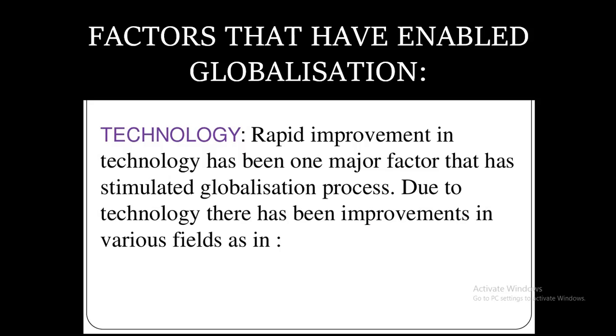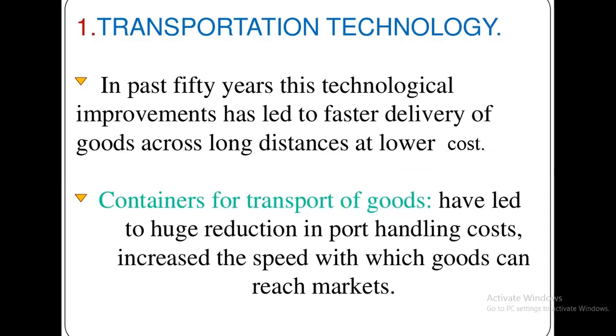And because of this rapid improvement in technology, there has been improvement in various other fields also, like transportation technology. In the past 50 years, whatever improvement we have seen in technology has led to faster delivery of goods across long distances at lower cost. That means, because of this technology which has improved transportation, we are getting goods from other countries also, from longer distances at lower cost, and faster delivery is also happening.